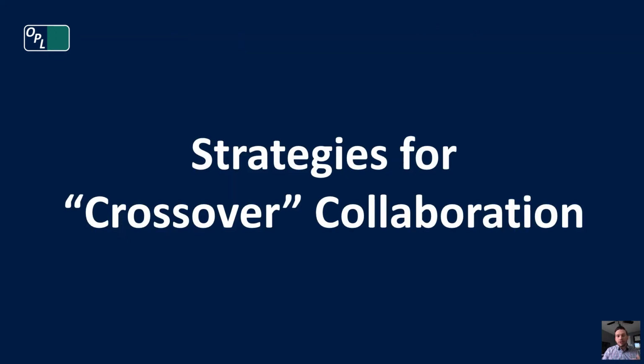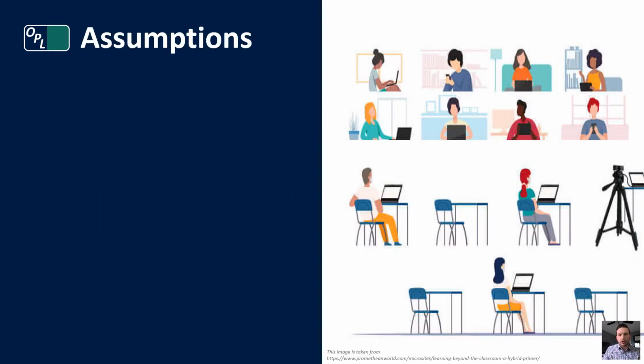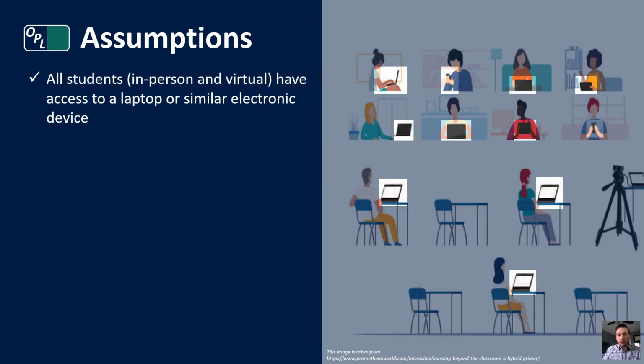So there's a few different ways that we can, in a classroom, allow for crossover collaboration, and that's what we will focus on for the remainder of today's presentation. Before we can discuss the strategies, there are a few assumptions that I'm making about your classroom environment and being successful with many of the strategies I'm going to talk about. The first is that all students, both those who are virtual and in person, have access to an electronic device that would allow them to do things such as get on a video meeting platform, surf the web, get into Office products, those kinds of things.